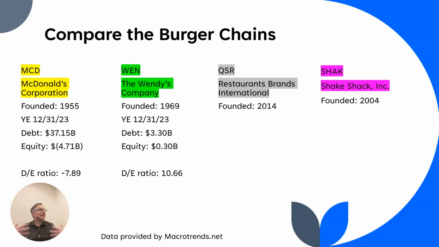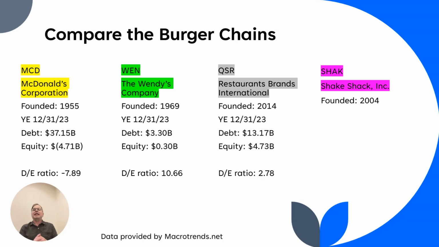So they've got all these brick and mortar places all around the US. They've had to pay for all those brick and mortar places. And so they've got a significant amount of debt when you compare it to their equity. What about QSR, or the Burger King entity? 13 billion in debt, 4 in equity, so it's 2.78. So that's actually a better debt to equity ratio as far as getting closer to having an even split, but it's still significantly debt focused.